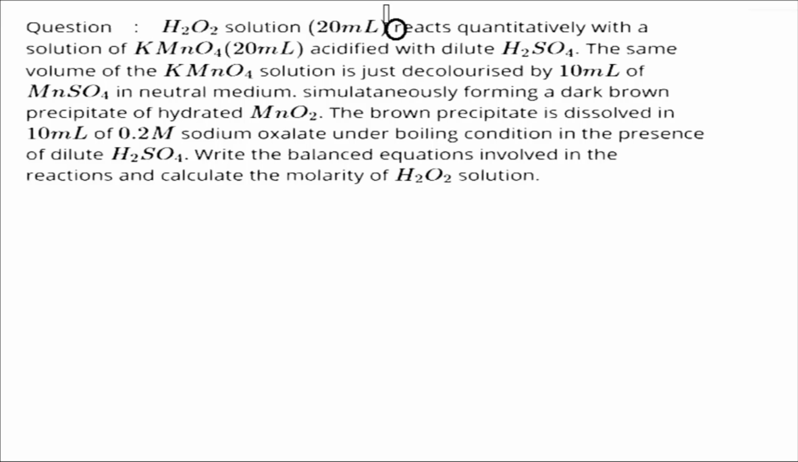H2O2 solution 20 ml reacts quantitatively with a solution of KMnO4 20 ml acidified with dilute H2SO4. The same volume of the KMnO4 solution is just decolorized by 10 ml of MnSO4 in neutral medium, simultaneously forming a dark brown precipitate of hydrated MnO2. The brown precipitate is dissolved in 10 ml of 0.2 molar sodium oxalate under boiling condition in the presence of dilute H2SO4. Write the balanced equations involved in the reactions and calculate the molarity of H2O2 solution.